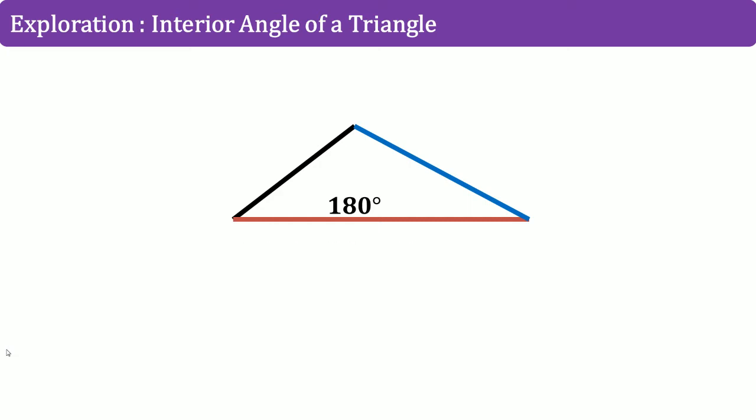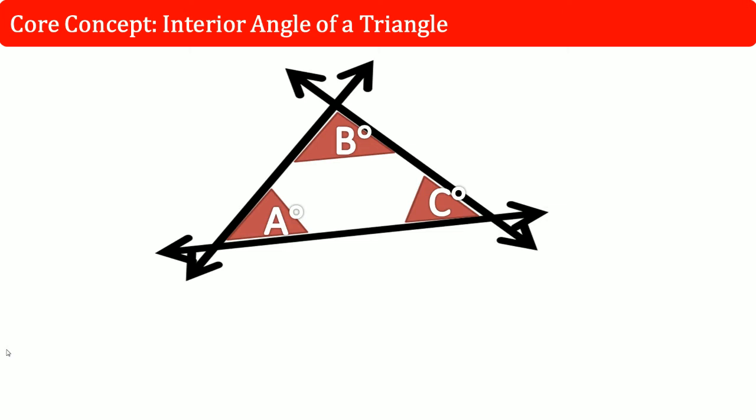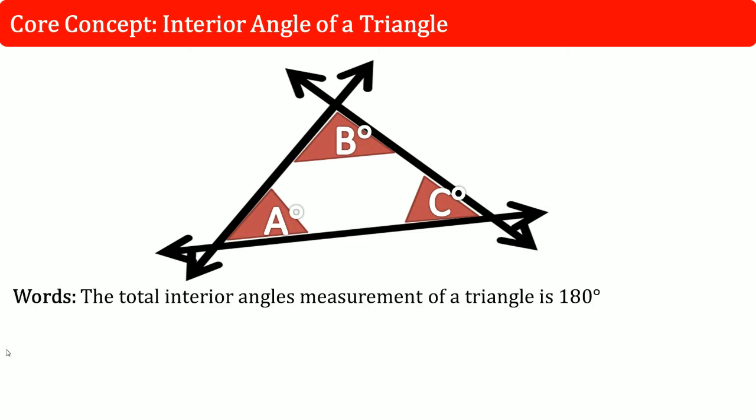This is the way I can quickly prove that the interior angles of a triangle have to add up to 180 degrees. We know that there are three angles here: angle A, angle B, and angle C, and they all have to add up to 180 degrees. That is the reason why.